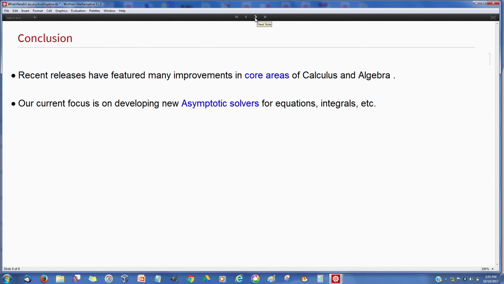Okay, so to summarize, we have been focusing on very concrete things recently, core areas of calculus and algebra. The next step, we go into asymptotic expansions, series solutions, etc. And of course, we keep on driving education.